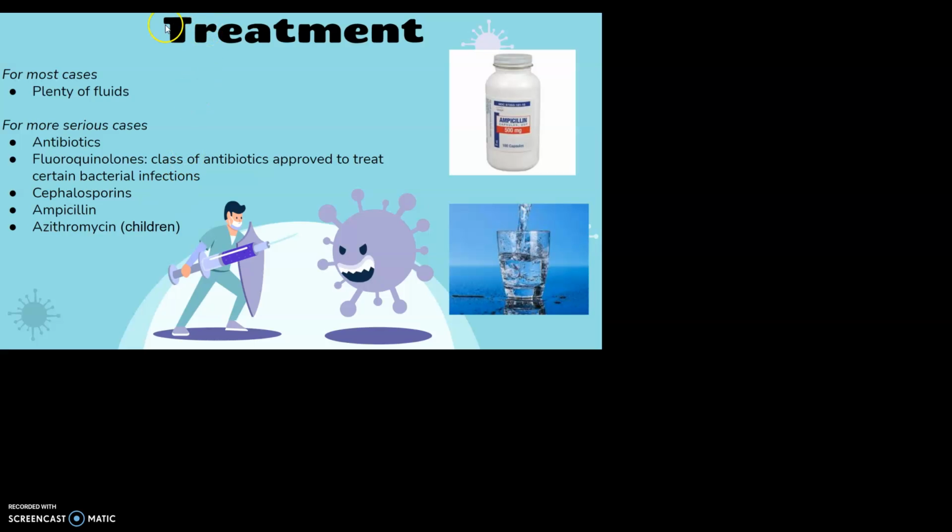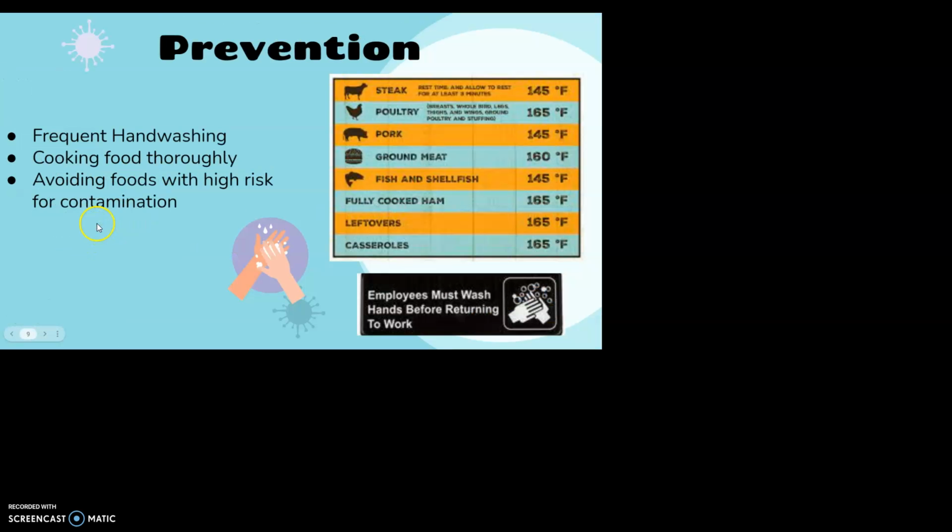The treatment. Most of the time, cases of this disease go unreported because a lot of the time it is not serious enough to need a hospital stay or to go to the doctor. A lot of those symptoms we can manage at home for the most part, with things like plenty of fluids and plenty of rest. However, when it comes to more serious cases, antibiotics are going to begin to be used. These are the main ones that I was able to find: fluoroquinolones, cephalosporins, ampicillin, and for children, azithromycin.